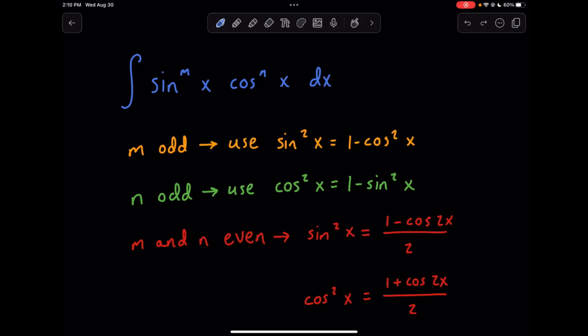In this video, I'm going to show you how to integrate powers of sine and cosine being multiplied together. So here are 3 easy rules that you can use whenever you encounter a problem like this.